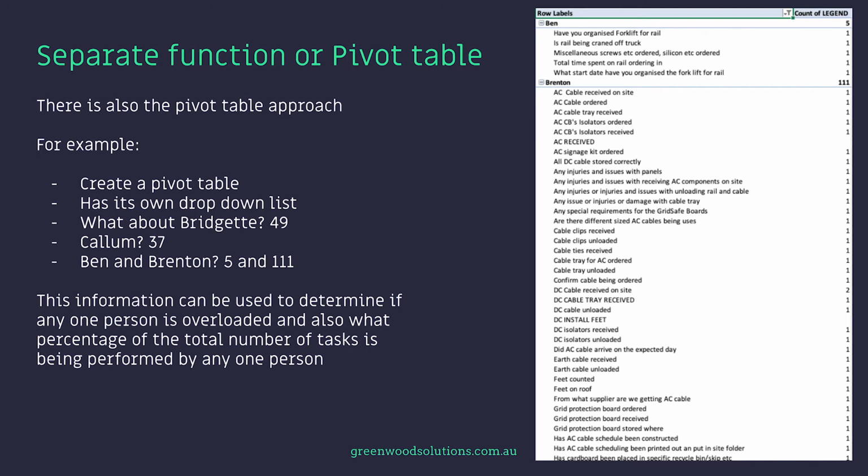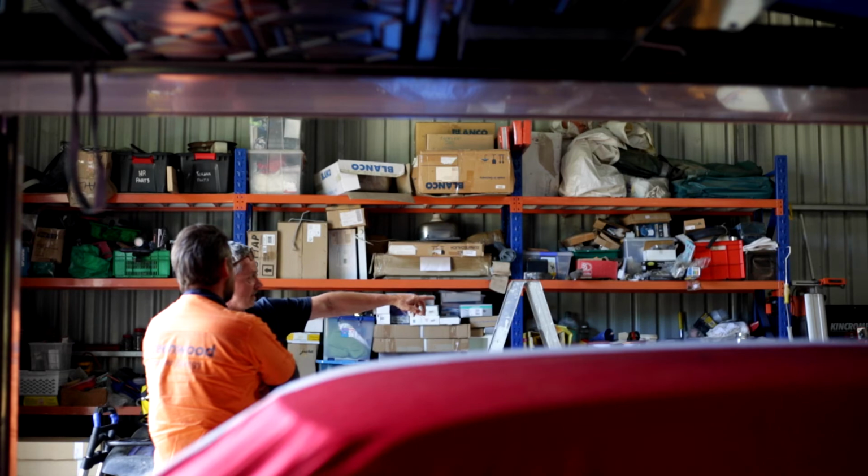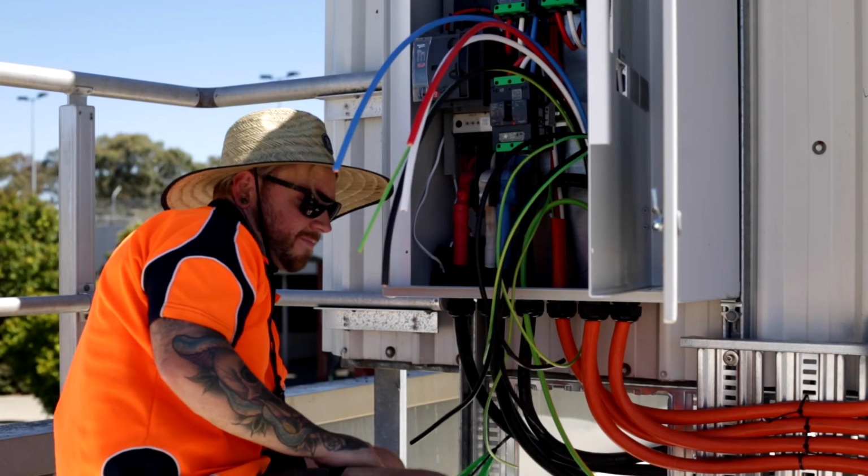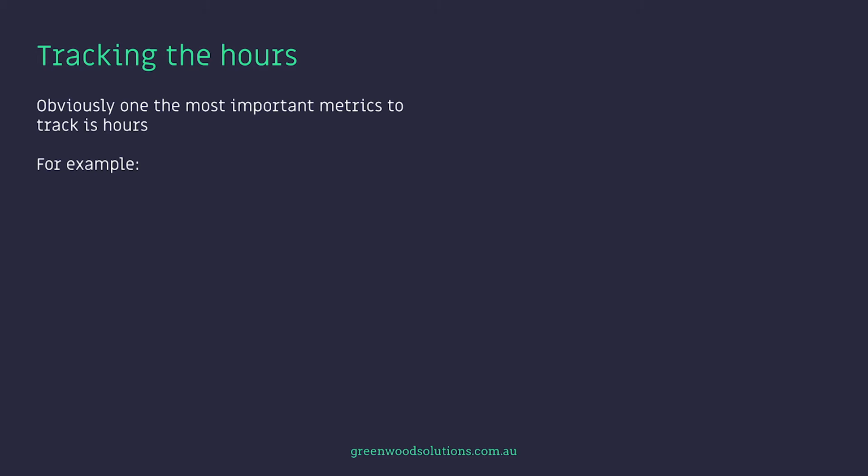This information can be used to determine if any one person is overloaded and also what percentage of the total number of tasks is being performed by any one person. Some of the important things in a project management task list is what are those tasks, who's performing them, and of course, how long they're going to take. Obviously, one of the most important metrics to track is hours.